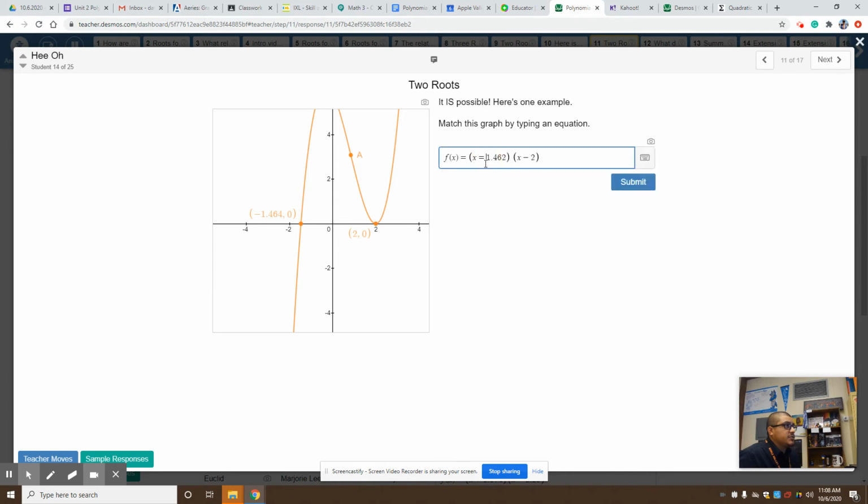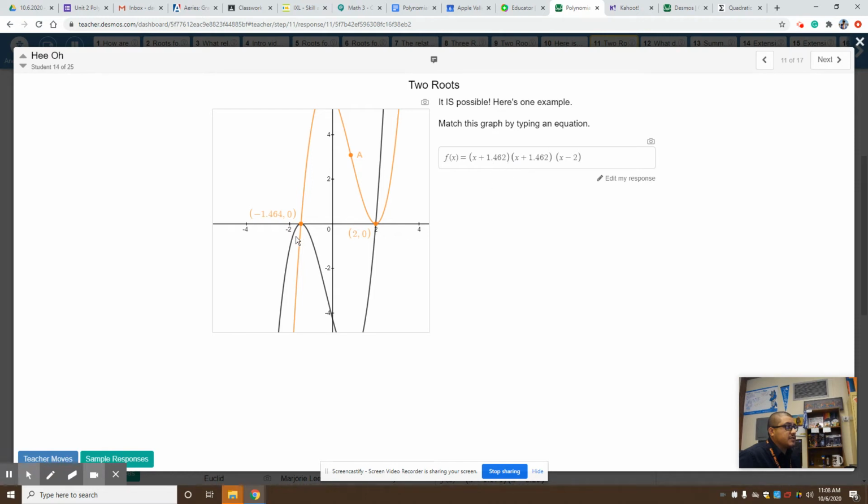So this is pretty close. This just needs to be x plus 1.464. And then x minus 2 is good. Let's add this other one and see. Okay, cool. So notice that if I write the x plus 1.464 twice, notice what it does here. It basically doesn't match the orange one, but it has 2 x-intercepts still, because these are the same.